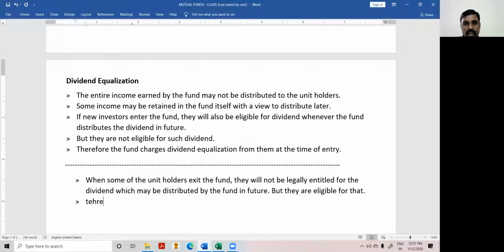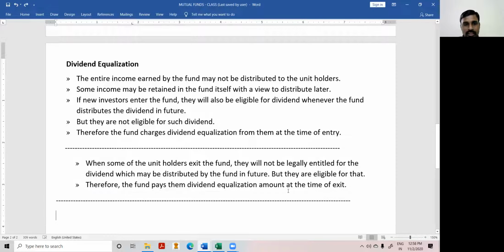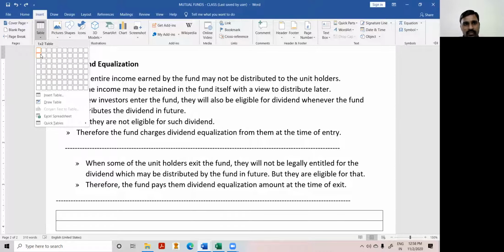So therefore the fund pays them a dividend equalization amount at the time of exit. This is the point. Dividend equalization is charged at the time of entry and paid at the time of exit. Now, before going further, let me give one more description of the differences between dividend equalization at the time of entry and at the time of exit.